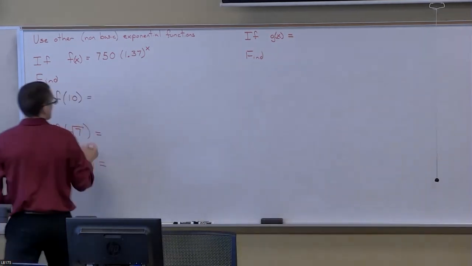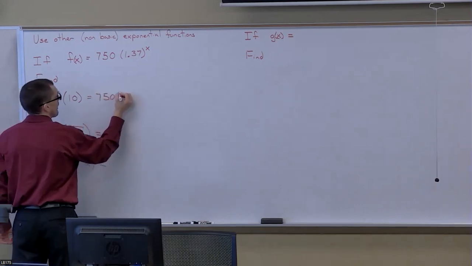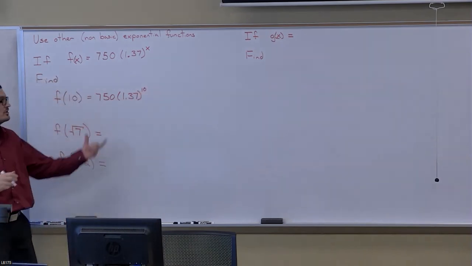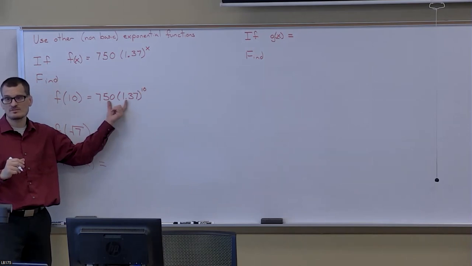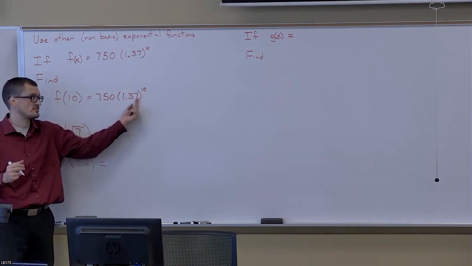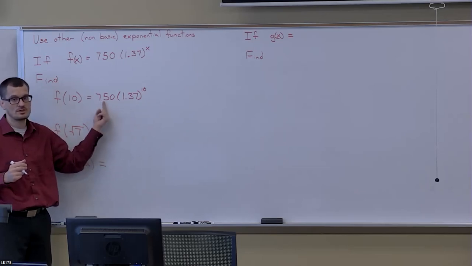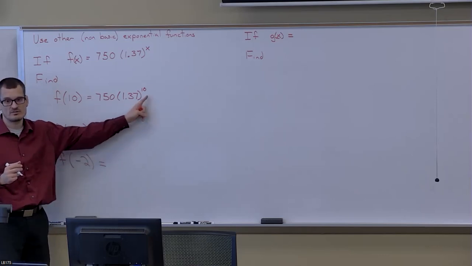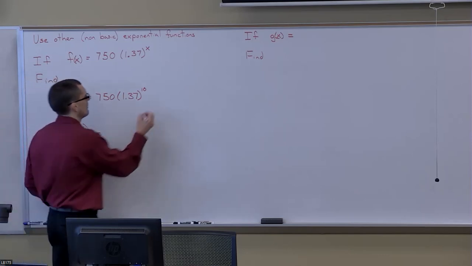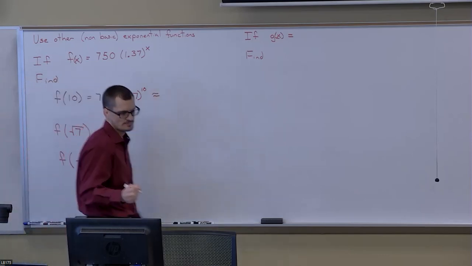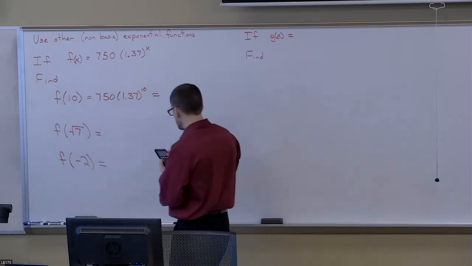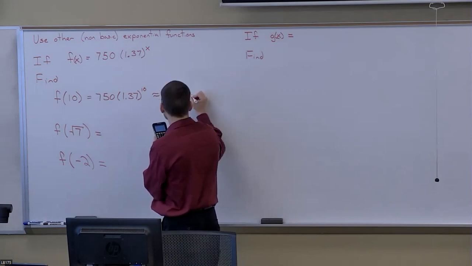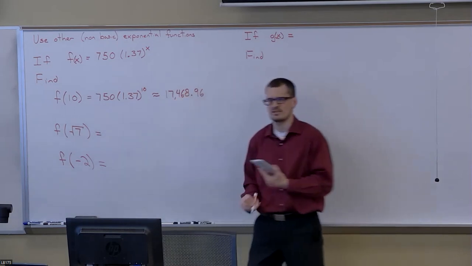So in this case, we're going to take 750 times 1.37 to the 10th power. Now, make sure you don't multiply these two numbers first, because order of operations says you have to do the exponent first onto this number before you multiply it by the 750. If you just type it in like this on your calculator, it's going to know to do the exponent first. So we get 17,468.96 rounded to 2 decimal places.